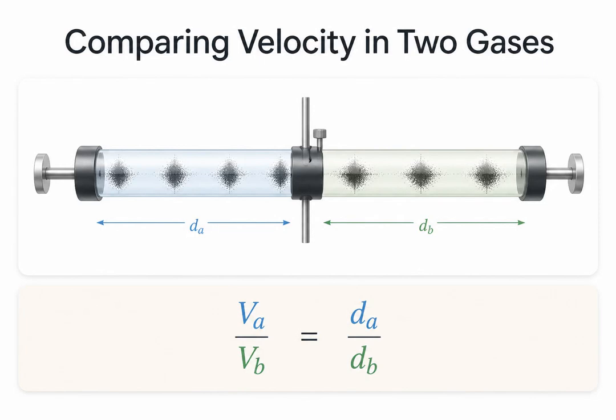We can also compare two different gases directly, using a double-ended Kundt's tube. Here, a single central rod drives vibrations into two separate tubes simultaneously, for instance, one filled with air and the other with carbon dioxide. Because the frequency is identical in both tubes, the ratio of the sound velocities is simply the ratio of the distances between their powder heaps. If we know the speed of sound in air, we can easily determine the speed in the other gas.